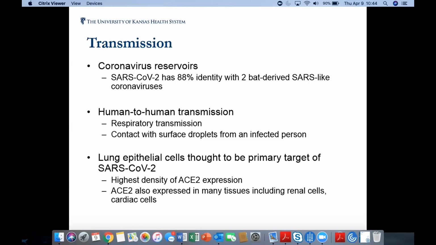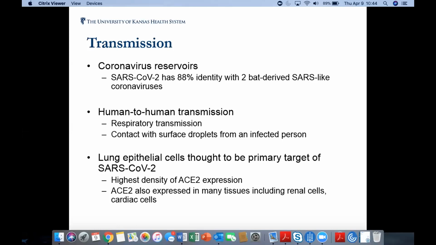Another route is contact with contaminated surface droplets, a surface contaminated by someone that coughed or sneezed on it, or they coughed on their hands and then touched a countertop, a mouse, keyboard, doorknob, etc. That then uninfected individual touches their eyes, face, nose, whatever it may be, and they then infect themselves.